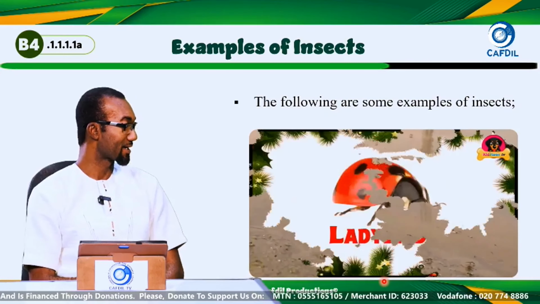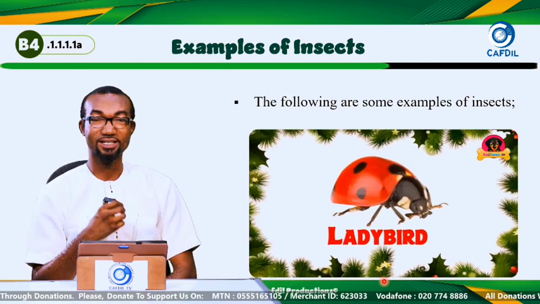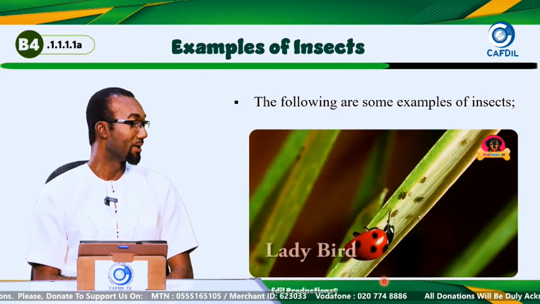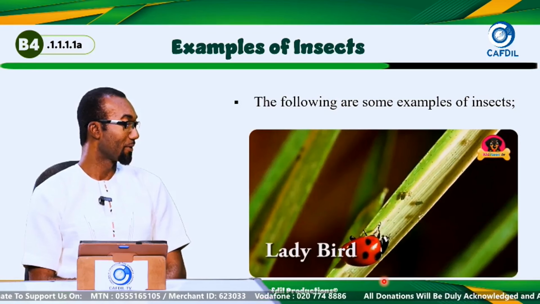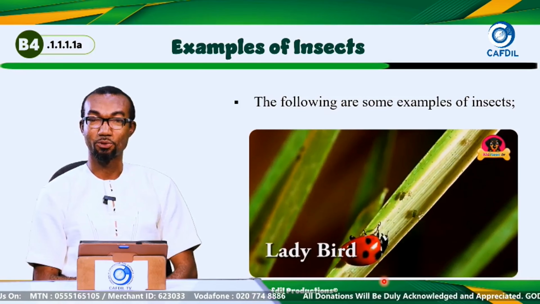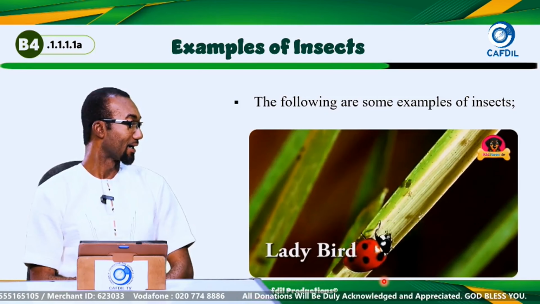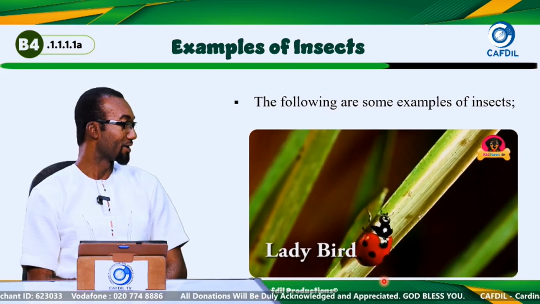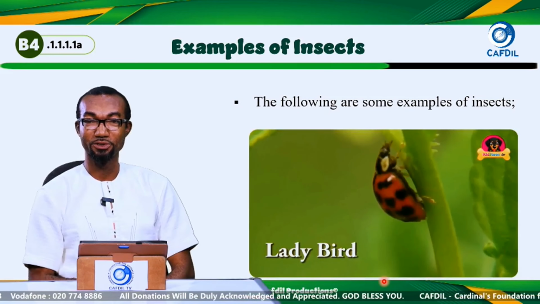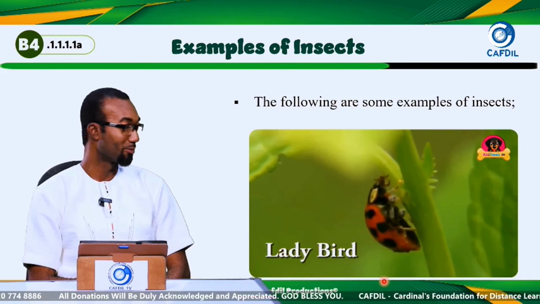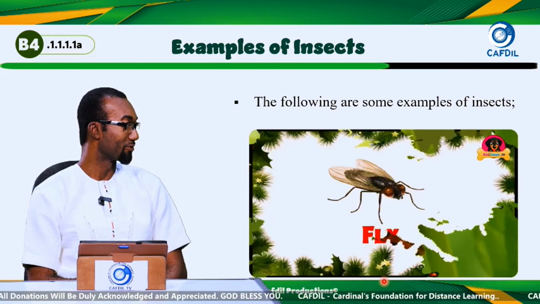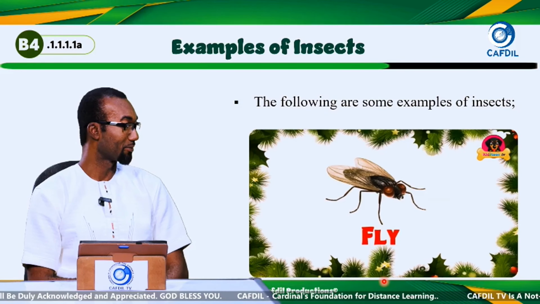Let's look at the next example. The next example is the ladybird. They have beautiful black spots on red wings. They are very beautiful. I remember when we were young, we used to catch some and then keep them in bottles. They are very beautiful. So the ladybird is also an example of an insect.